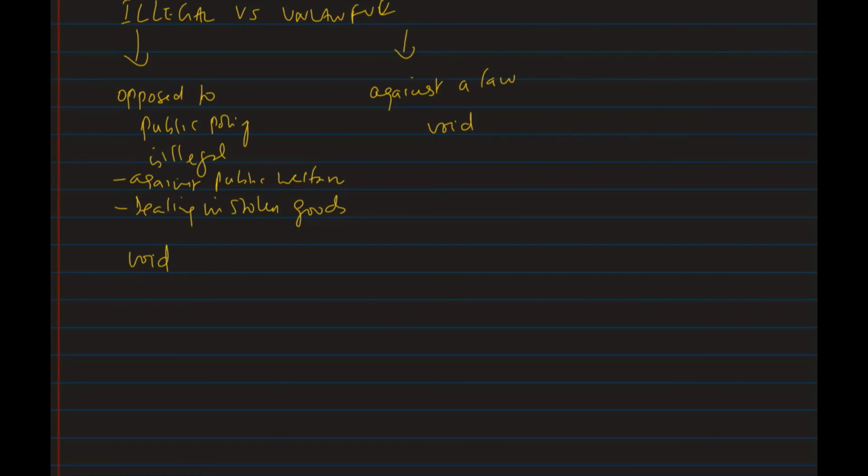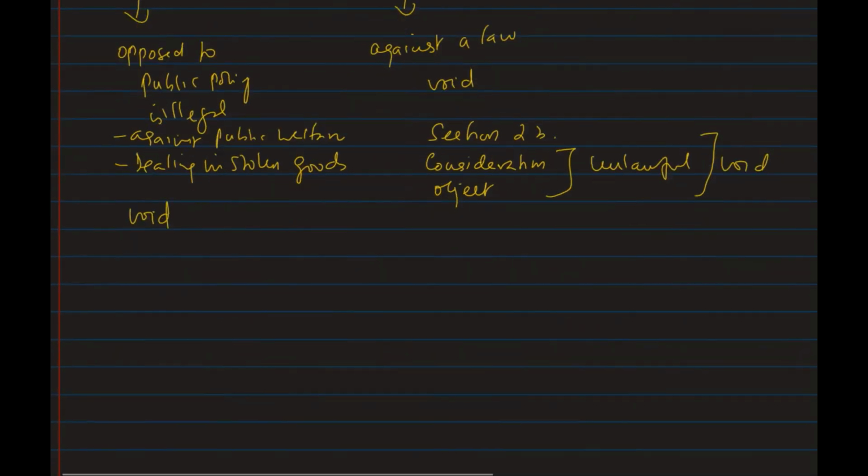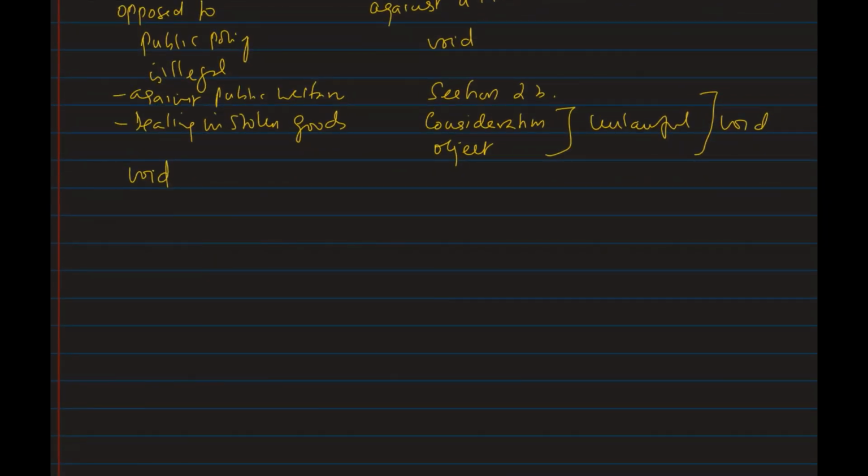And according to Section 23 of the Indian Contract Act, the consideration or the object of an agreement is unlawful in the following cases. So let us refer to Section 23. Section 23 talks about agreements which are unlawful. The consideration or object of an agreement is unlawful when? One, if it is forbidden by law.